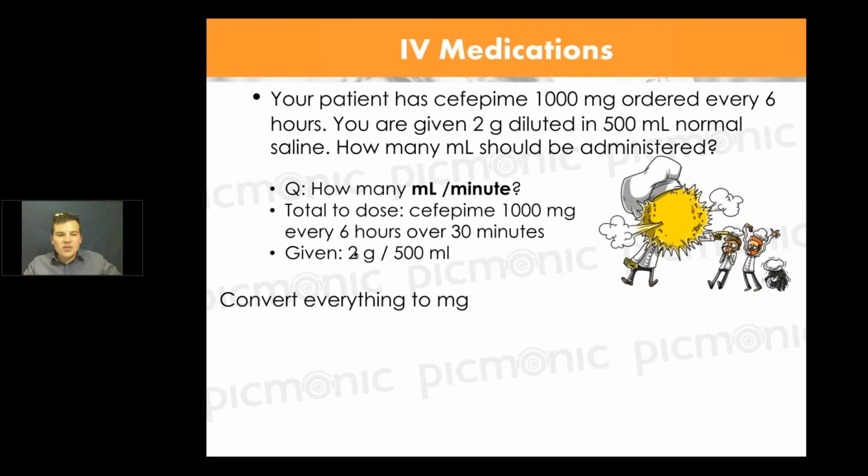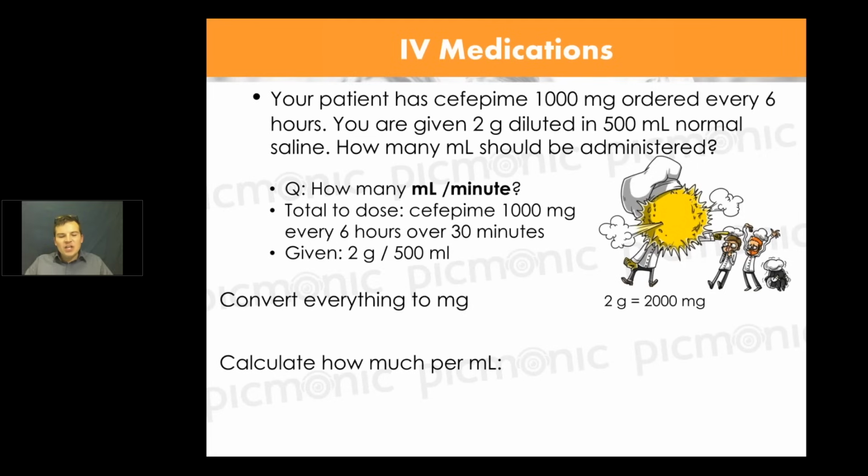If we think about it, we've got to start with the basics. The first thing you do right away is convert everything to the same constant, simplest form. Converting everything to milligrams is going to help you get to the end. So if we convert this 2 grams to milligrams, we can easily tell that 2 grams is 2,000 milligrams, because 1 gram is 1,000 milligrams. So we're multiplying 2 by 1,000, which is 2,000 milligrams. Easy, super simple.